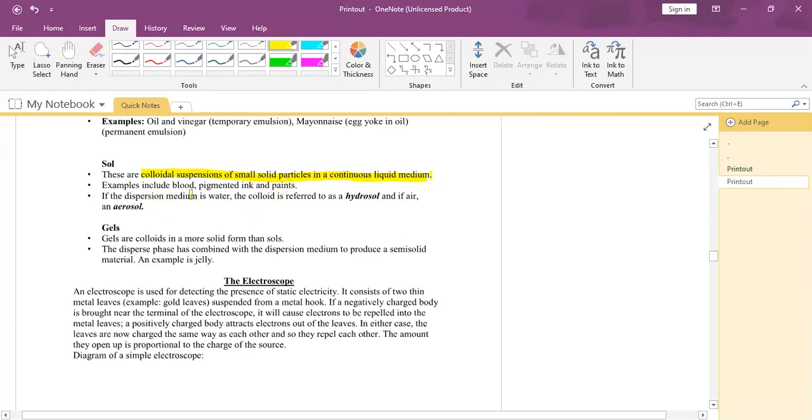It is said that if the dispersion medium is water, the colloid is referred to as a hydrosol. Hydrosol means that the dispersion liquid, the liquid part, is water, hydro. Then if it is air, it's called an aerosol. Aerosol means that the dispersion medium is air, right? So solid particles dispersed in air give an aerosol. Solid particles dispersed in water, hydrosol.